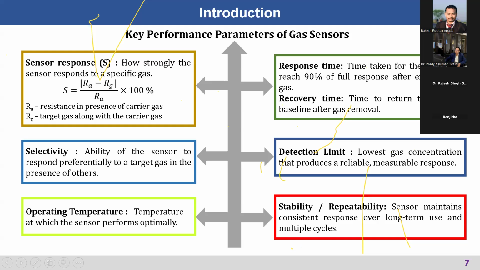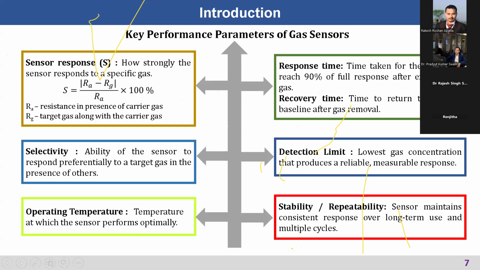Next is the selectivity. This is one of the serious problems in sensors, because a gas sensor will have sensitivity not only to the gas of interest, for which it is being produced or engineered, but it can also be sensitive to other gases. There will be overlapping signals. So when selecting a sensor, you should choose one with very high selectivity to the particular target gas. That is called selectivity.